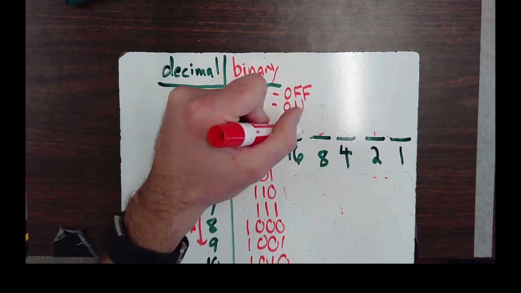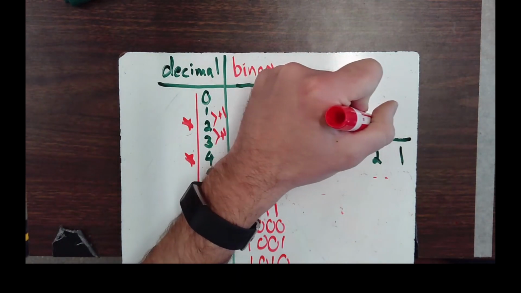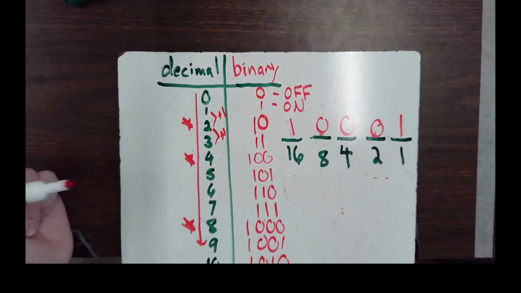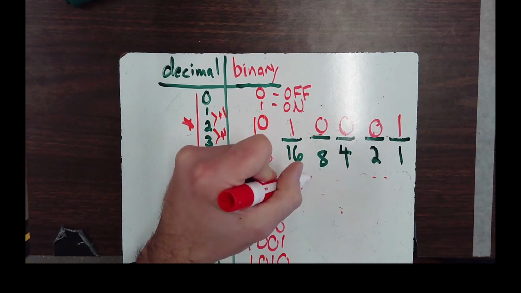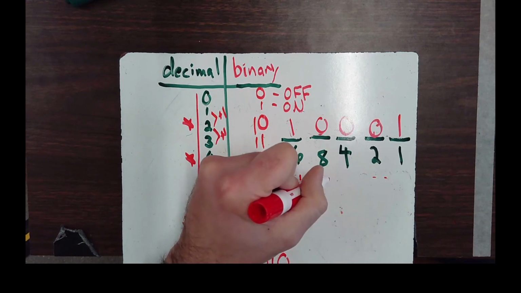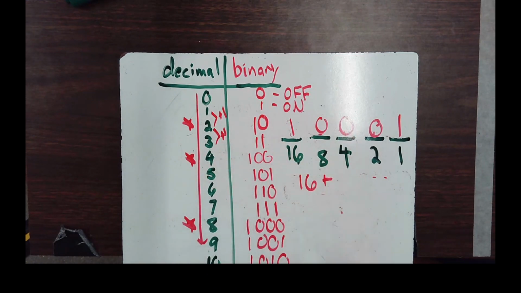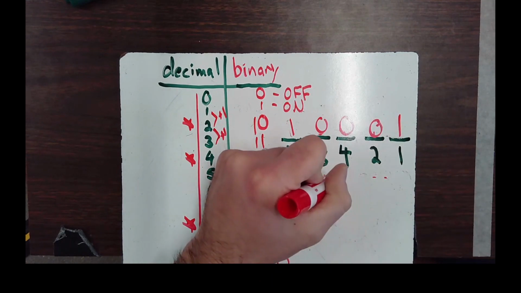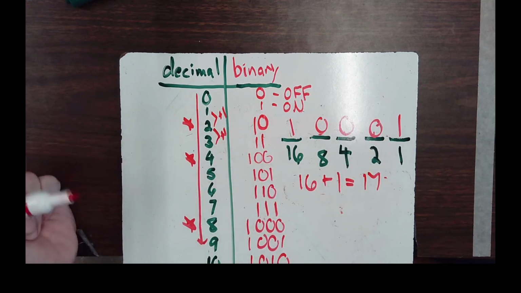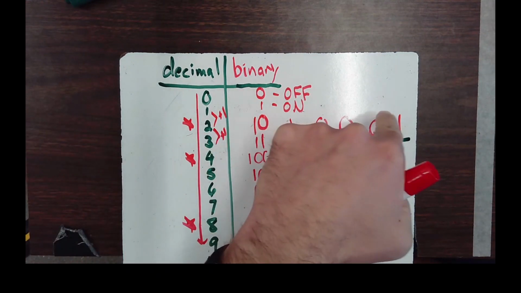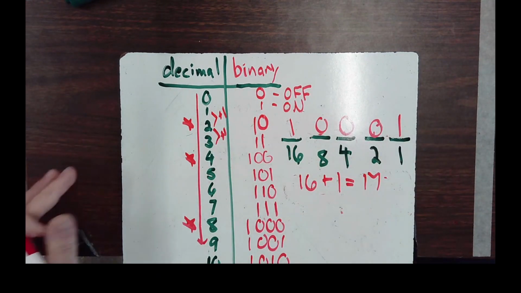I can go 1, 0, 0, 0, 1. So I'm thinking about it. All right, so this tells me I have 16, no 8s, so I'm going to ignore that. No 4s, I'm going to ignore that. No 2s, I'm going to ignore that. And 1, so I'll just write down 1. So 16 plus 1 is 17. So the number 1, 0, 0, 0, 1 in binary is 17.